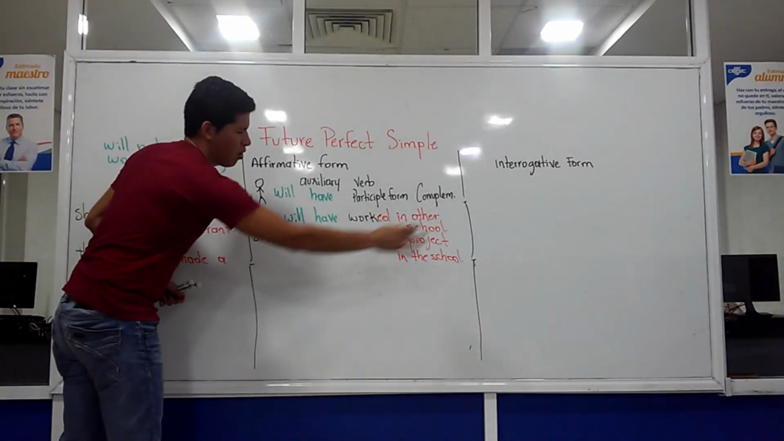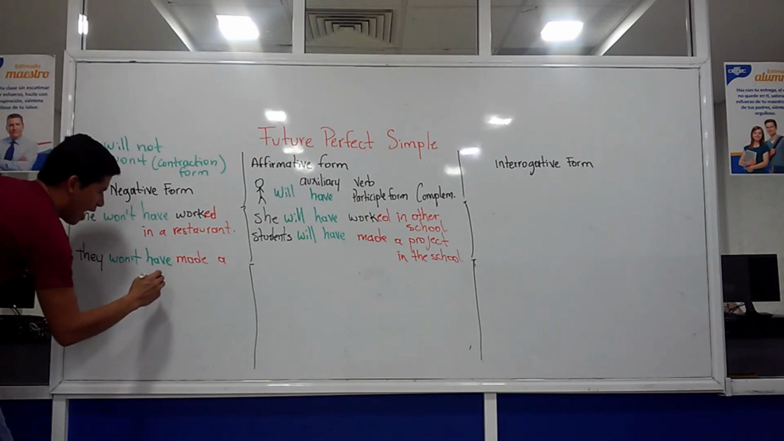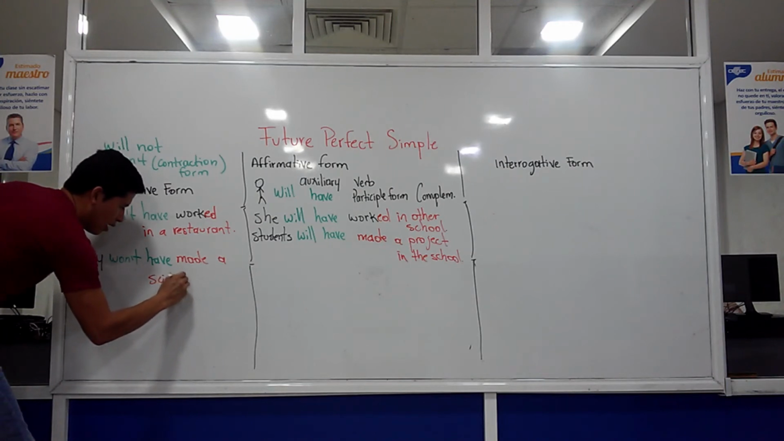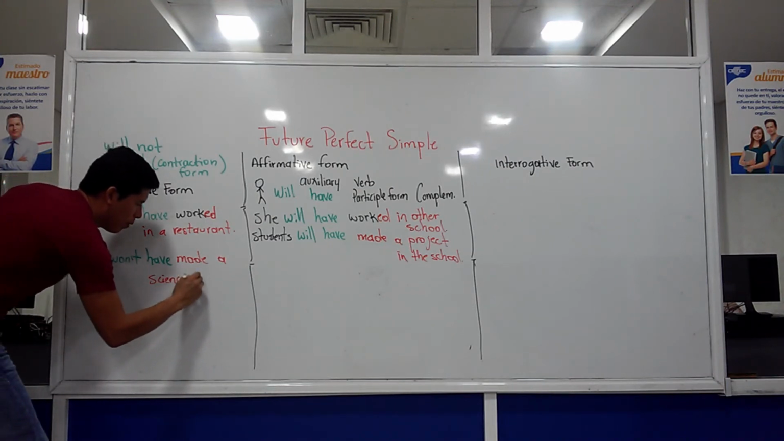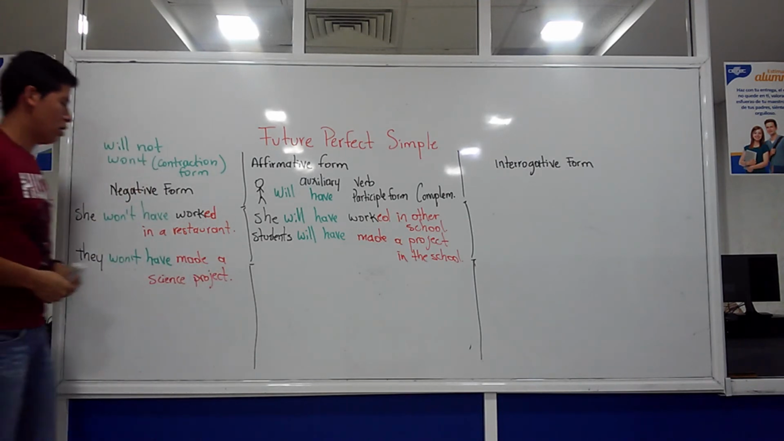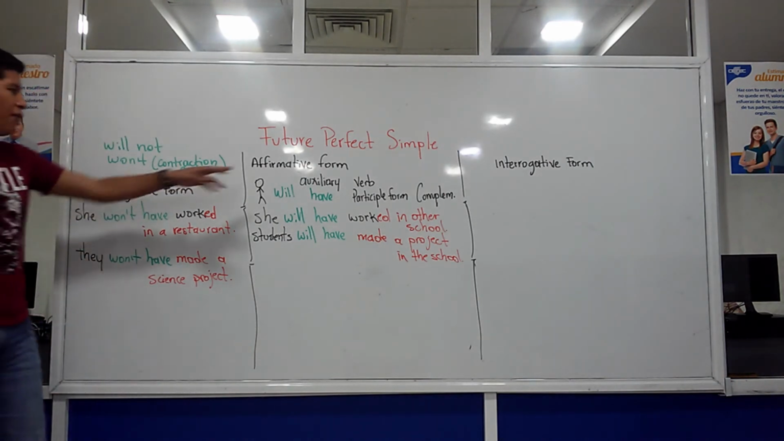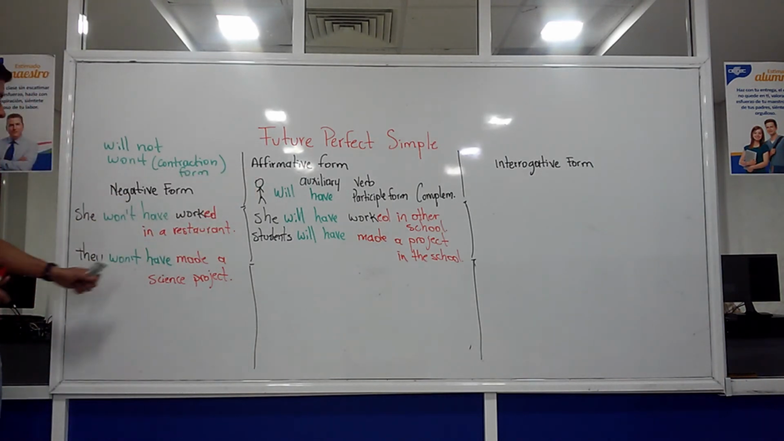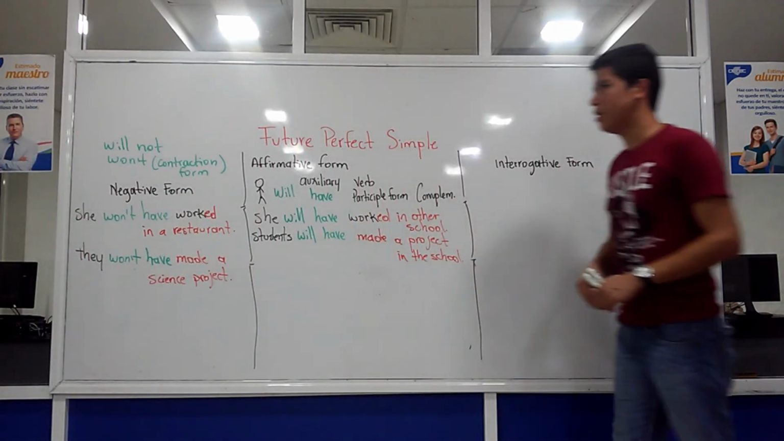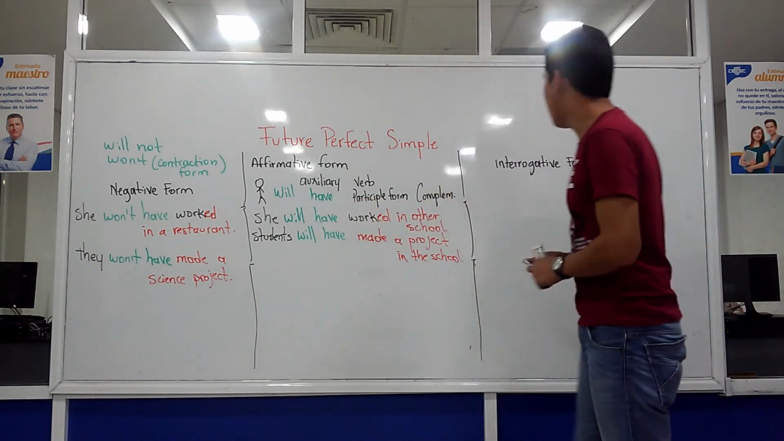This is other projects in the school. They don't have made. Can I say science project? Okay, so that is an example in the future perfect simple, affirmative and negative form with this sentence. Okay, interrogative form is very easy because we are going to use the auxiliary in this case, and we are going to say will.